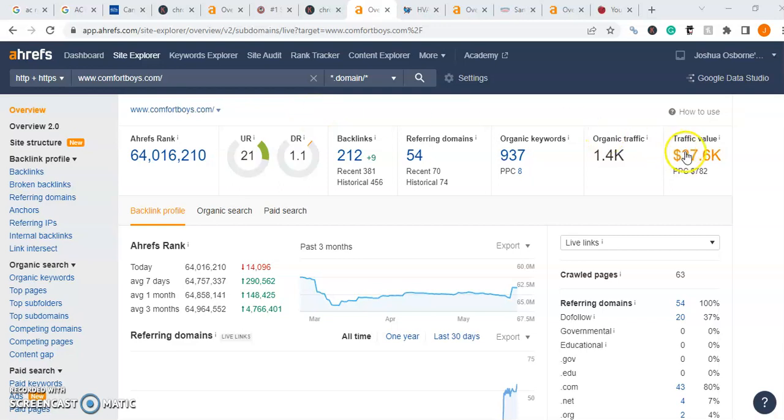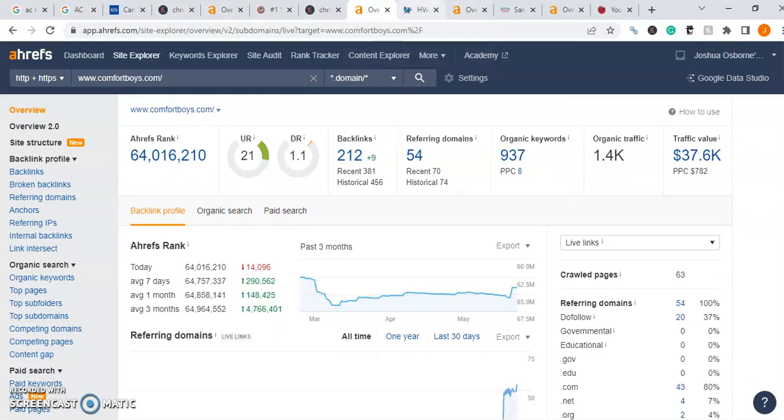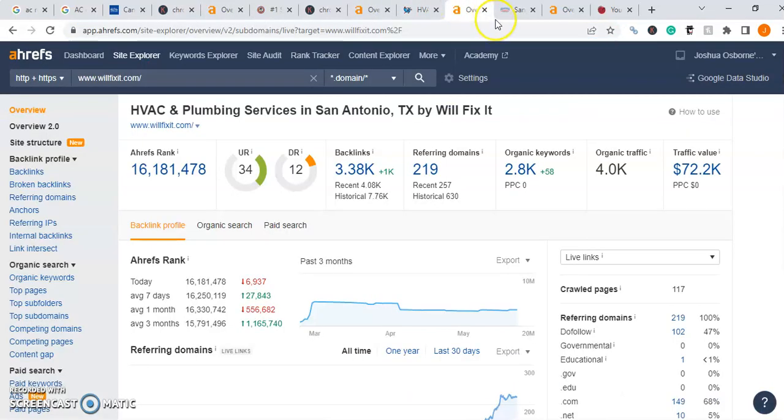So really important to look at this traffic value because their traffic value is over $37,000, whereas your traffic value is only $8,000, despite having more traffic than them. So definitely something to think about as to where your traffic is coming from. Let's keep working our way down the line. We have willfixit.com. They have a 34 UR, a 12 DR, puts them in the top 100 for 2,800 keywords, generates them about 4,000 users per month, and has a 72K traffic value.